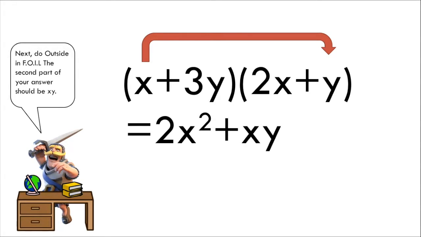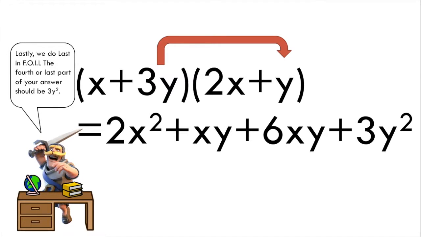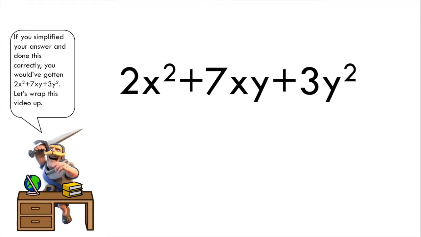Next, do outside in FOIL. The second part of your answer should be xy. After that, we do inside in FOIL. The third part of your answer should be 6xy. Lastly, we do last in FOIL. The fourth or last part of your answer should be 3y squared. If you simplified your answer and done this correctly, you would have gotten x squared plus 7xy plus 3y squared.